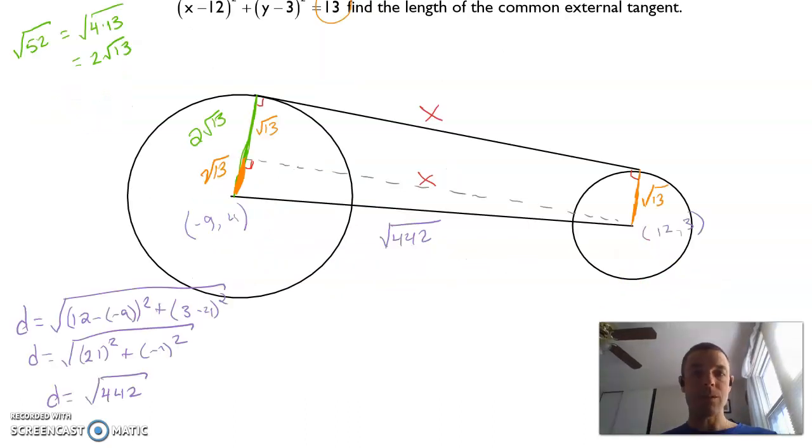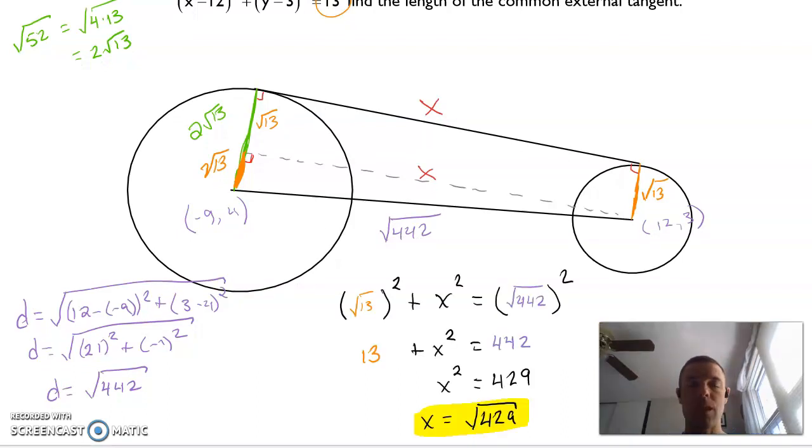The distance formula gets me square root of 442. I could try to simplify it, but at this point it's not necessarily worth it because I'm going to just use the Pythagorean theorem anyway. So if you haven't already, you have one side, you have the hypotenuse, you need the third side of your triangle to get the length of your common external tangent. Finally, the Pythagorean theorem has given us a distance of square root of 429.